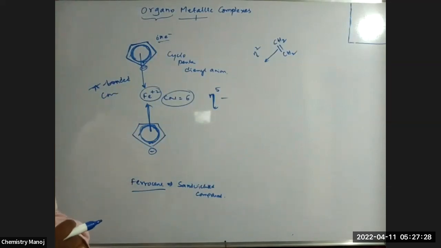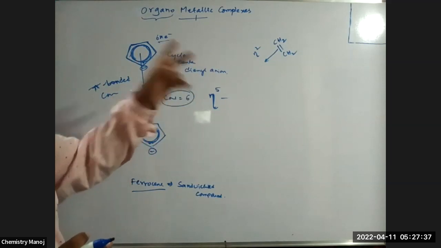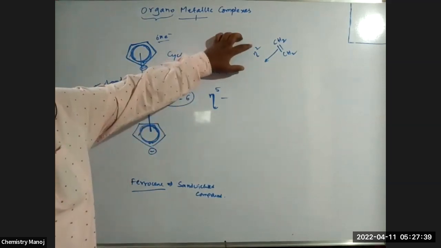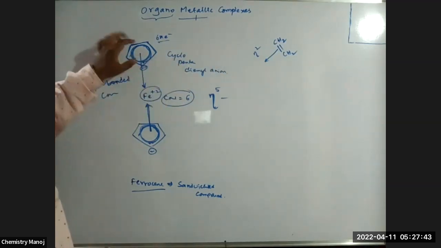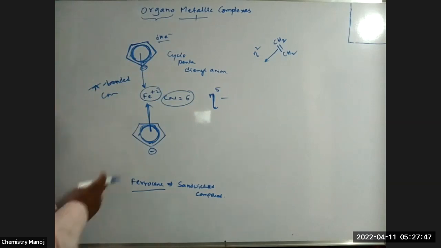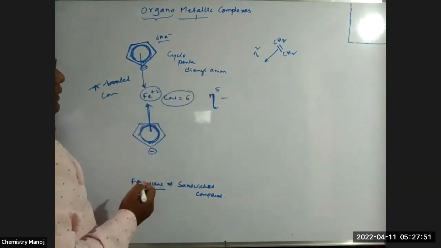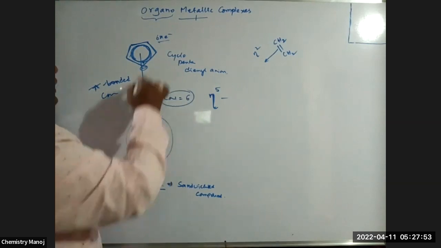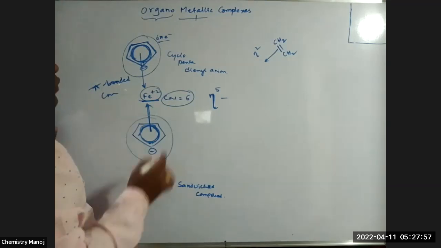Eta indicates that it is a pi bonded complex. There, the pi bond is between how many atoms? That is two atoms, and this indicates the number of atoms in the pi bonded condition. Now, see, my dear, what is the name of this complex? This is cyclopentadienyl. It is also cyclopentadienyl. It is Fe.